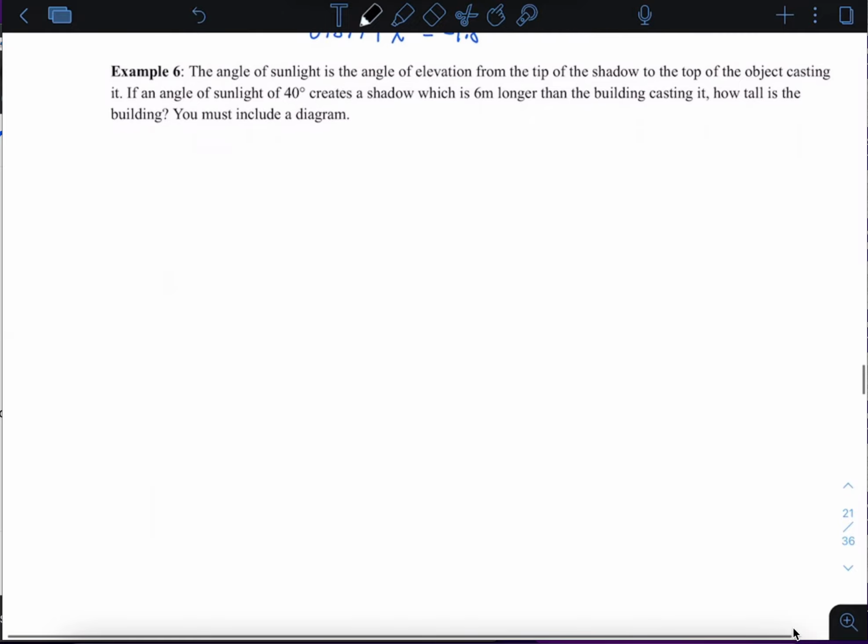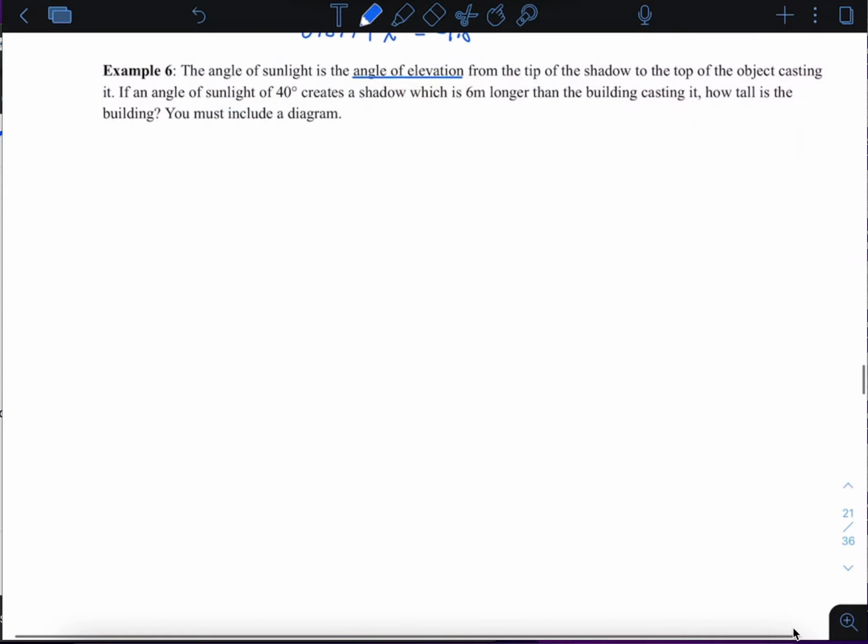So we have to talk about this sentence, angle of elevation. What is that? Okay, the angle of sunlight is the angle of elevation from the tip of the shadow to the top of the object casting it. If the angle of sunlight of 40 degrees creates a shadow which is 6 meters longer than the building casting it, how tall is the building? You must include a diagram.